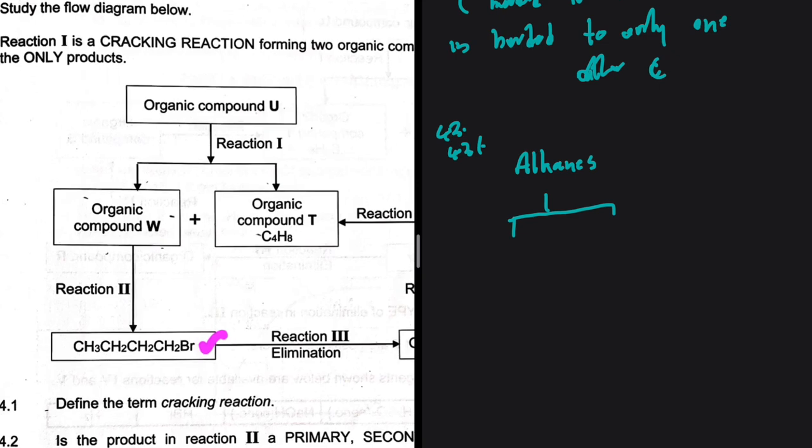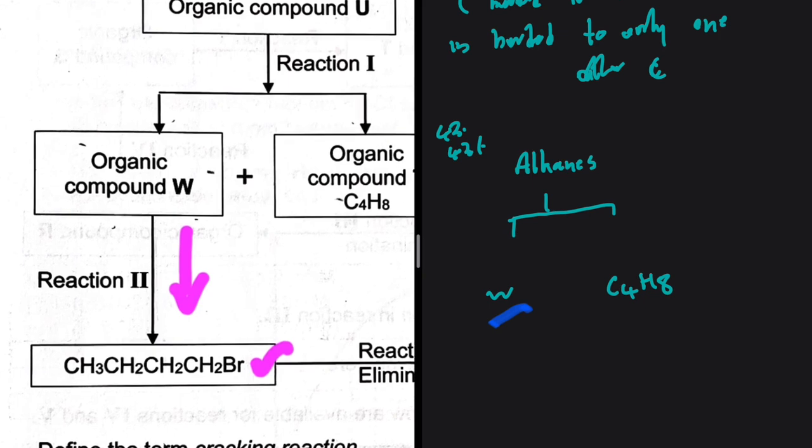After cracking, we have compound W, which is what we are essentially looking for here. And then we have the compound T, which is C4H8, right? And then from compound W via reaction 2, we end up with a haloalkane with how many carbons? 1, 2, 3, 4. So we know that compound W has 4 carbons. So we have C4. But how many hydrogens does it have?